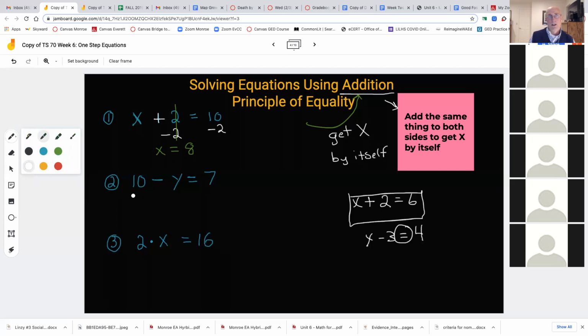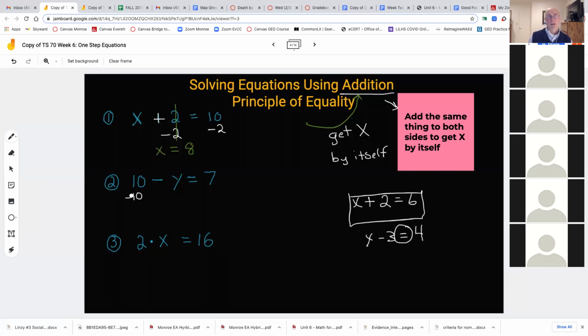What do I need to do to get the y by itself? 10 minus y equals 7, okay? I wonder if I copied this one down right. If I subtract 10 from this side, because I want to get y all by itself. I wonder if it was supposed to be y minus 10. No, that's right.